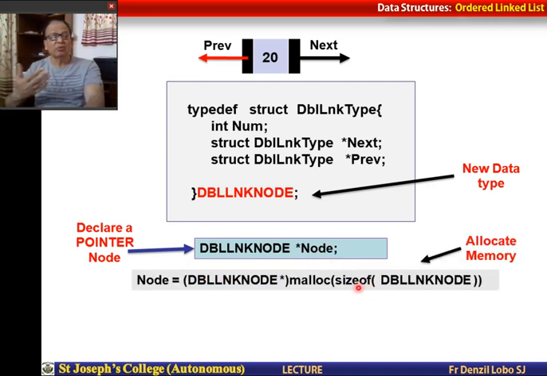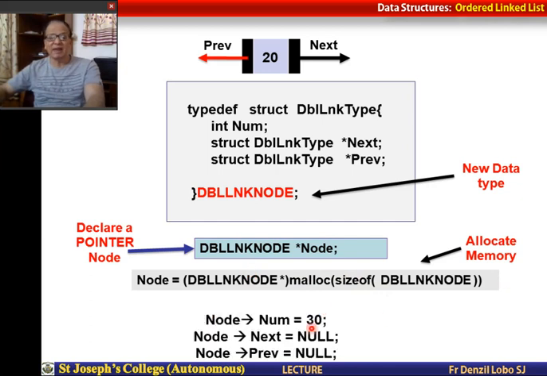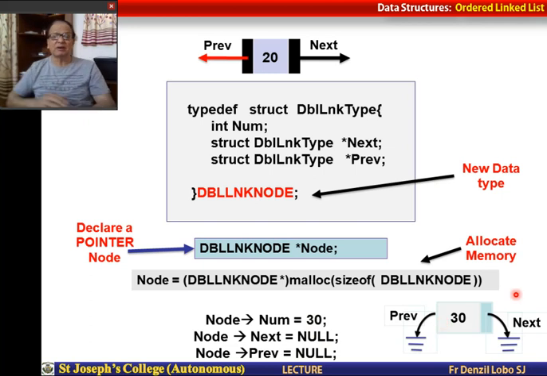Then I want to assign some number to it. Before doing that, I have to allocate memory using malloc. I'm allocating memory here, and only then I assign, for example, 30 to this number. The next and the previous are going to point to null. This is again the pictorial representation of the same node, which contains 30, and the links next and previous point to null. So this is how we are creating the new data type and creating a node.